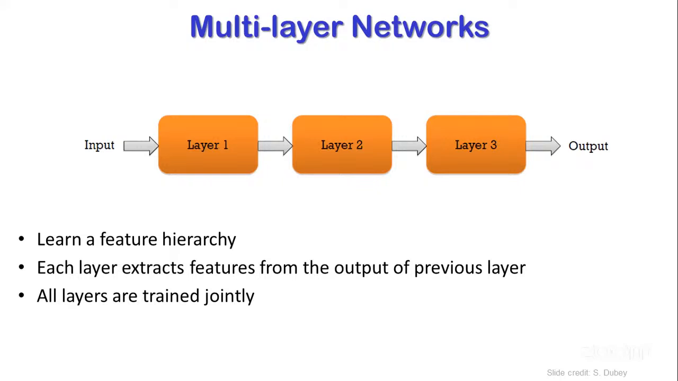I gave you an example yesterday, where we know that each layer is extracting features from the output of the previous layer, and an important point is that all these layers are trained jointly, right? So up to this point, I think this is clear to everyone.